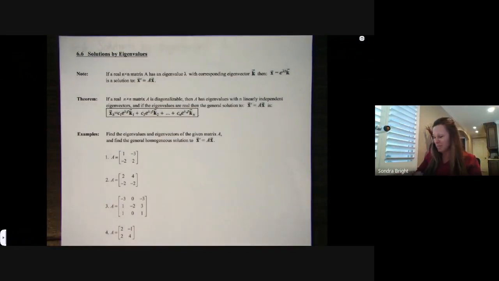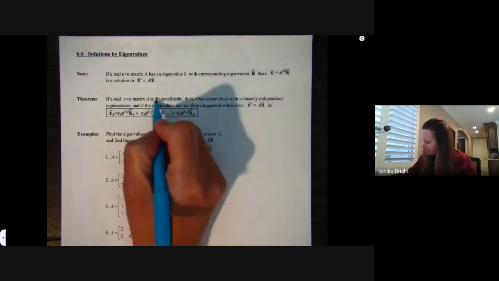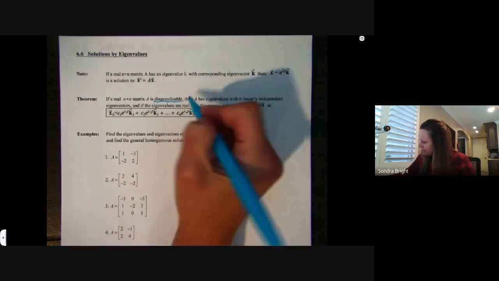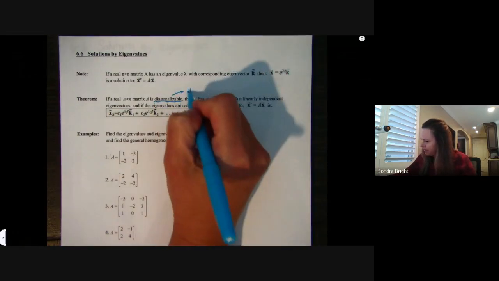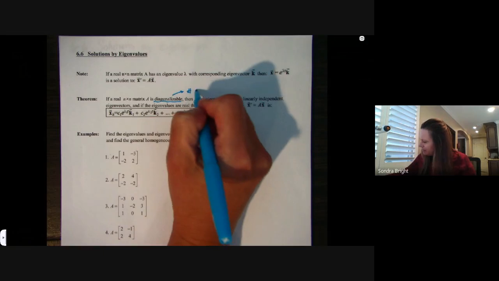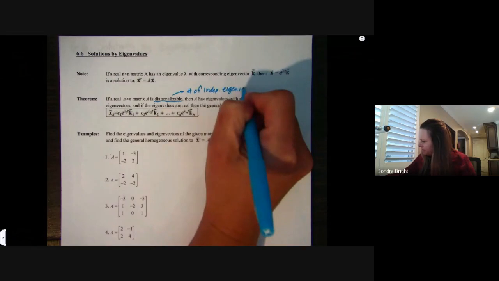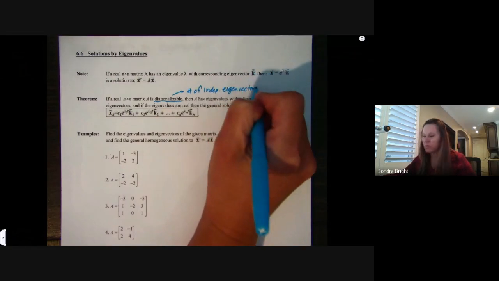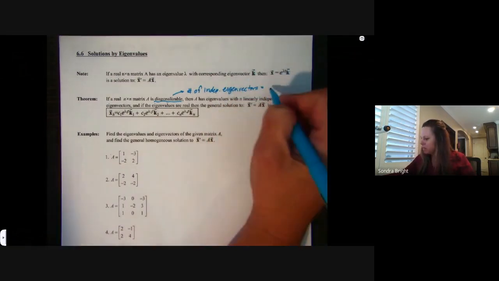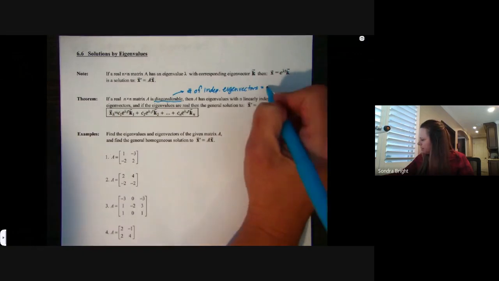Do you remember what diagonalizable means? Diagonalizable means the number of independent eigenvectors is equal to the sum of all the multiplicities of the eigenvalues.